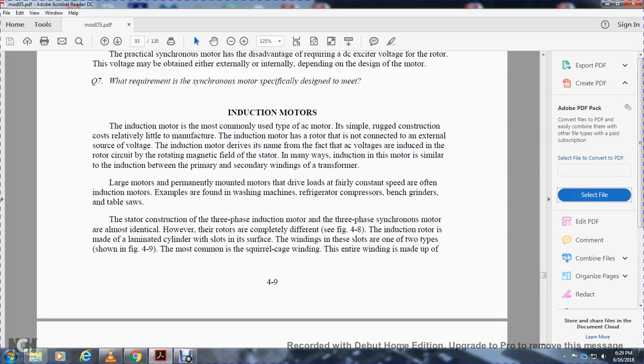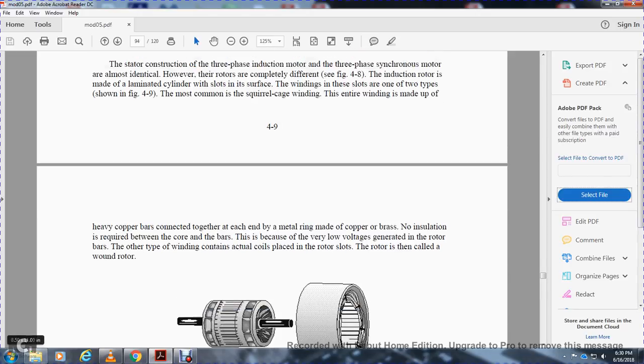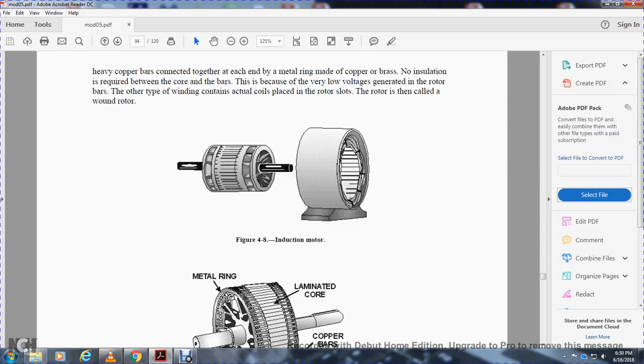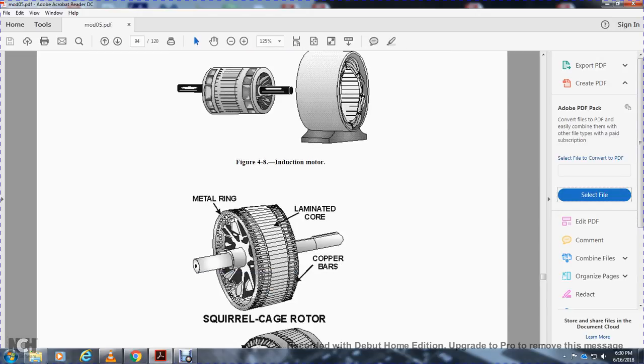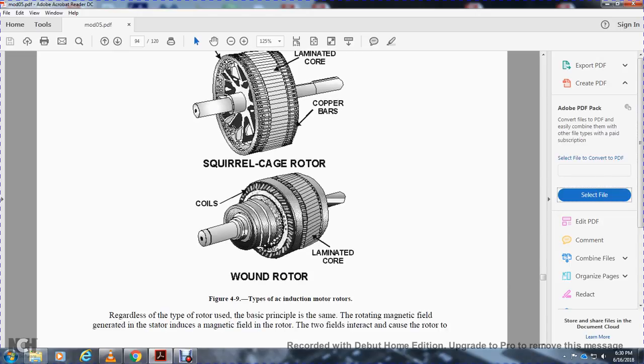The induction rotor is a laminated cylinder with slots in its surface for windings. These slots are of one of two types, as shown in figure 4-9. The most common is the squirrel cage winding, where the entire winding is made up of heavy copper bars connected to each other by a metal ring made of copper or brass. No insulation is required between the core and the bars because very low voltage is generated. The other type of winding contains actual coils placed in the rotor slots, and is called a wound rotor. The figure shows the induction motor with the squirrel cage rotor, metal ring, laminated core, and copper bars, and the wound rotor with coils and laminated core.